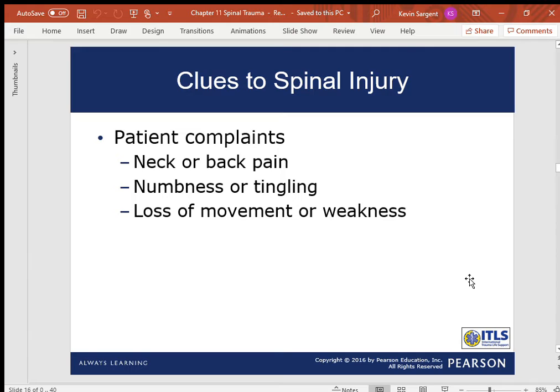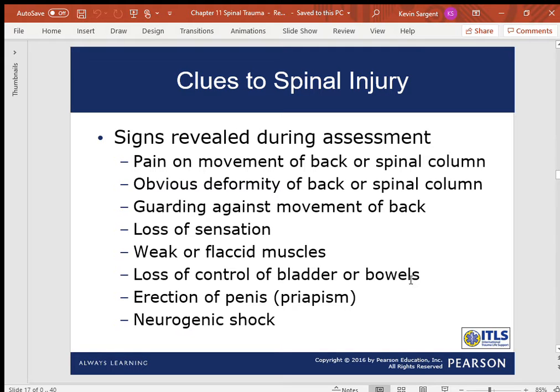Remember, there's other types of things that refer pain. So you can have a liver injury, you can have a splenic injury that could refer pain to the neck or shoulder or back. You can have a retroperitoneal issue. So there's other things that can cause neck or back pain in addition to a spinal injury. But don't rule those out. Loss of motion or weakness we see. Signs are revealed during assessment.